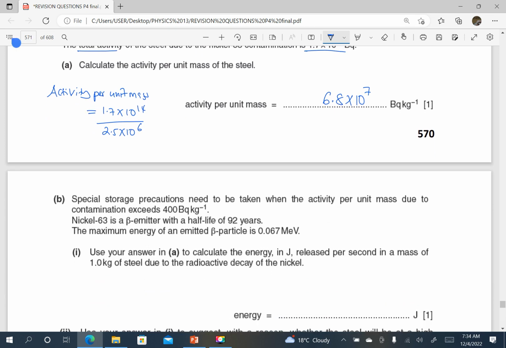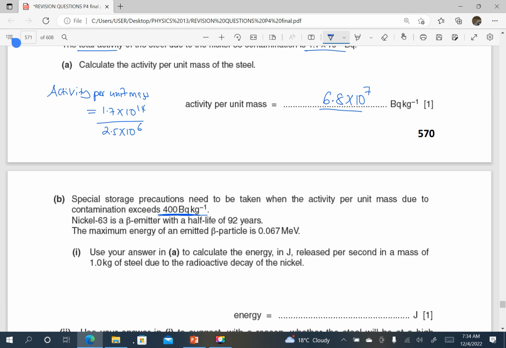Special storage precautions need to be taken when the activity per unit mass due to contamination exceeds 400 becquerels per kilogram. So the activity should not exceed 400 becquerels per kilogram. If it does, then special precautions should be taken. So this is going to be the minimum activity, but we are seeing the activity per unit mass of steel is 6.8 times 10 power 7 becquerels per kilogram.